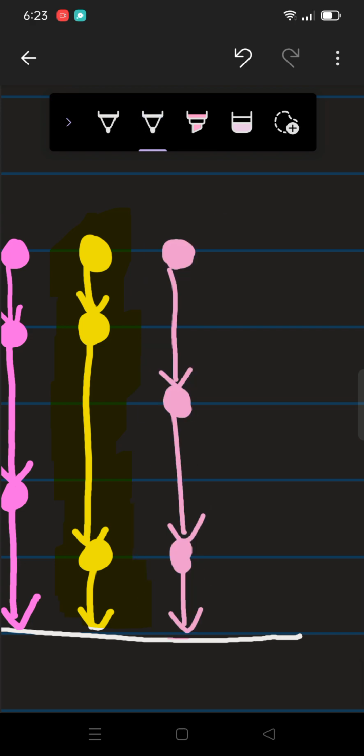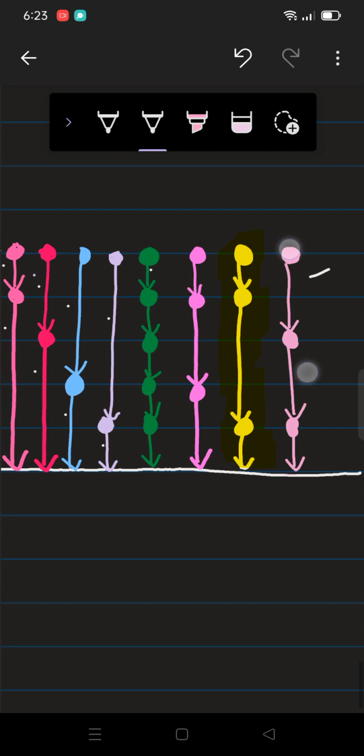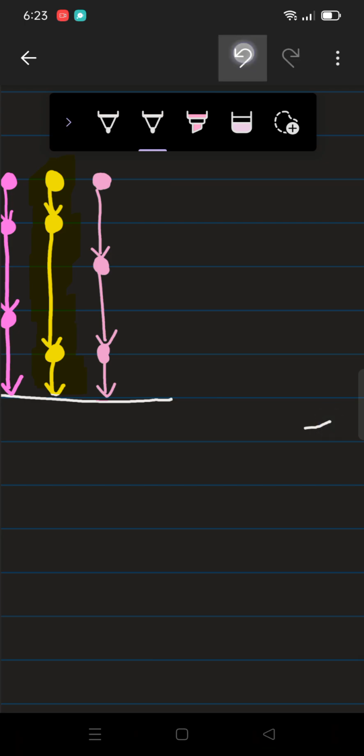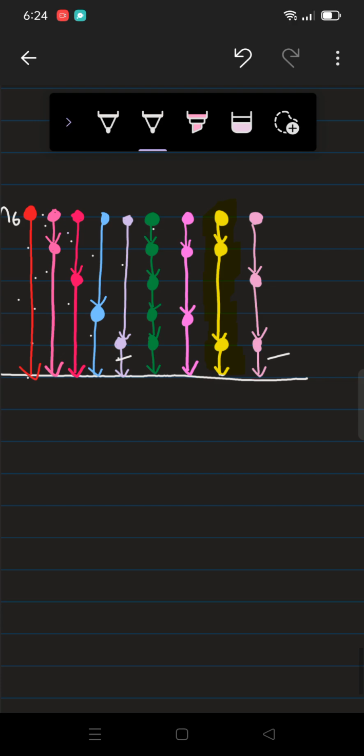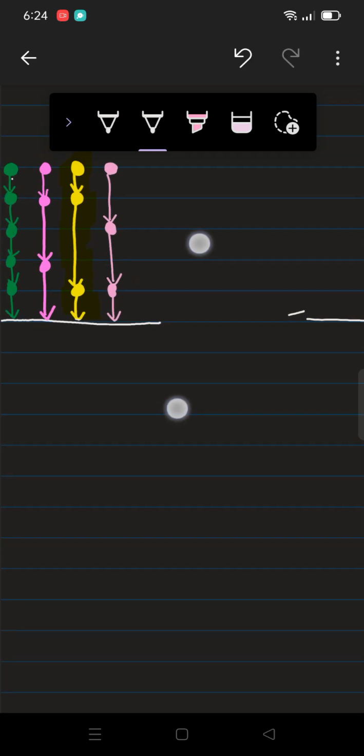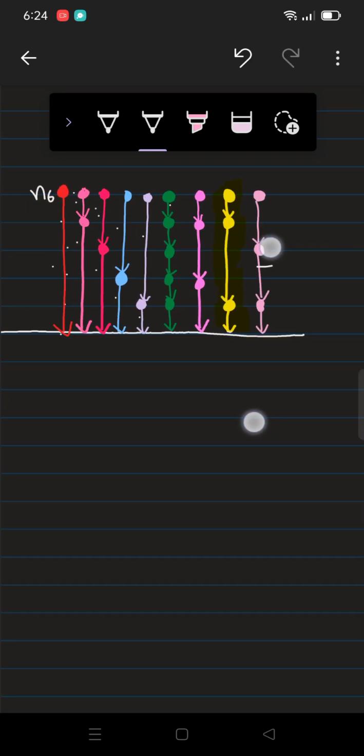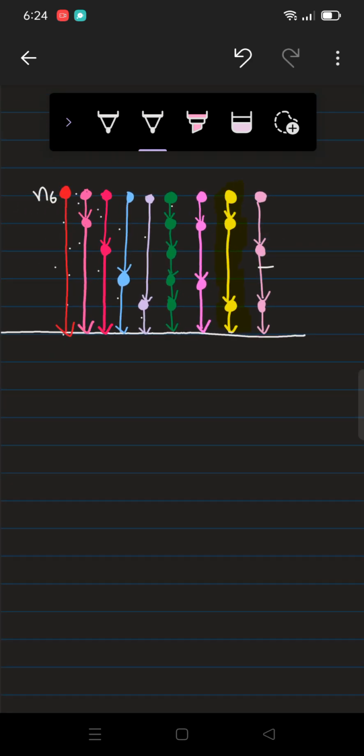Okay, so now this would not be counted since we have already counted here, right? This would not be counted too. The last one would not be counted too since we have already counted here, right? But as you can see, this one would be counted because we have not counted this anywhere, right? So this is going to be counted.